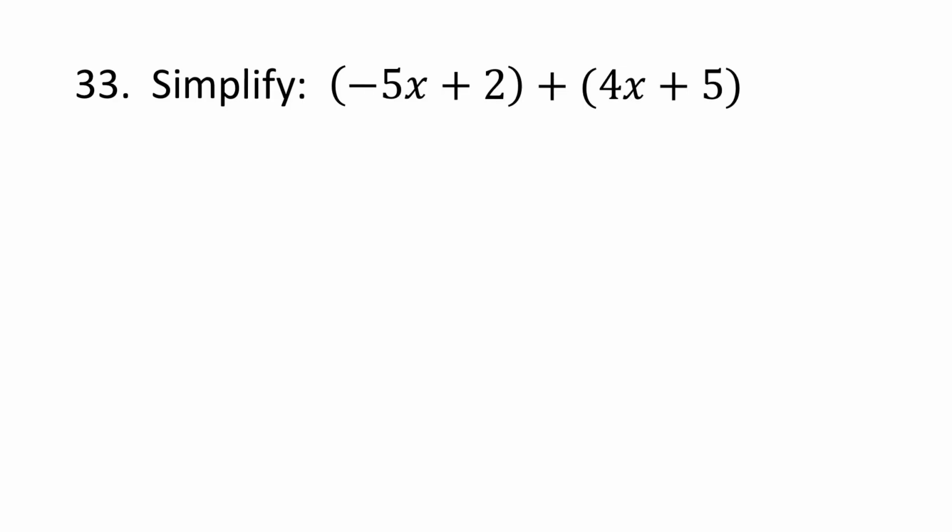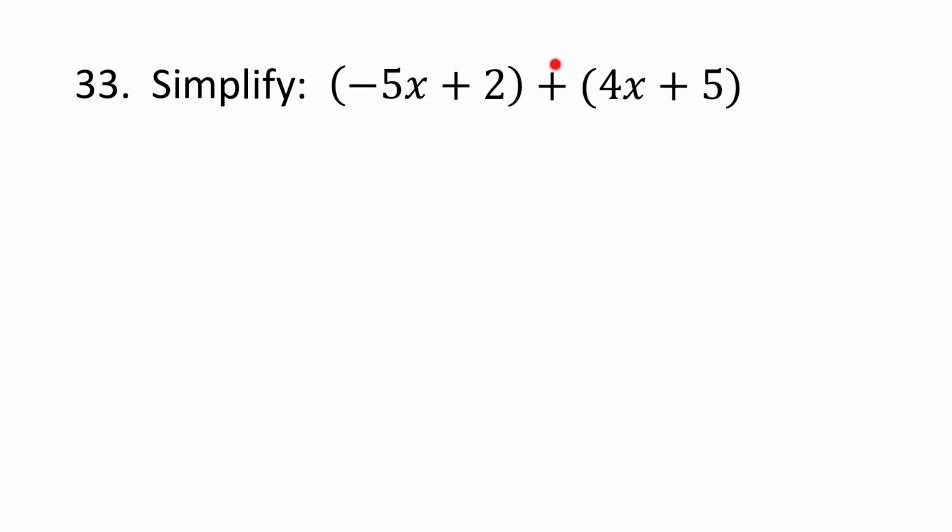Number 33. We have two binomials. It says simplify: -5x plus 2 plus 4x plus 5. First of all, you need to look at the sign in the middle. You have a plus, so that means you're adding. You are adding the two binomials. You're not multiplying, you are adding.